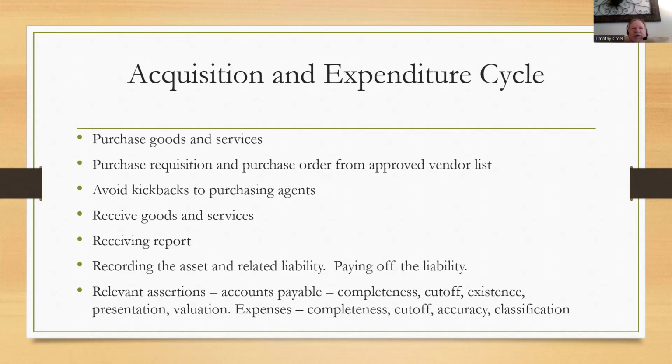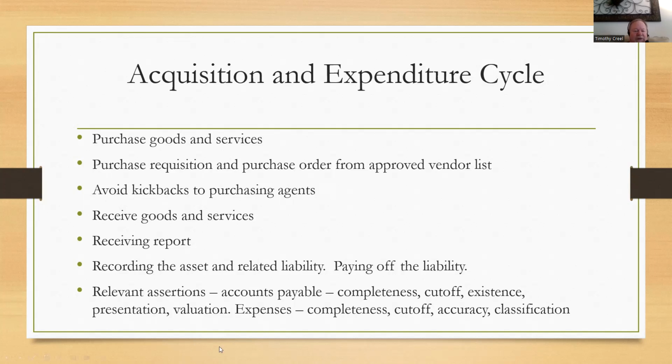So that description right there really sums up the main elements of the acquisition and expenditure cycle: purchasing goods, receiving the goods, and recording the asset and liability and paying off the liability. That really sums it up. This slide really sums it up right here.